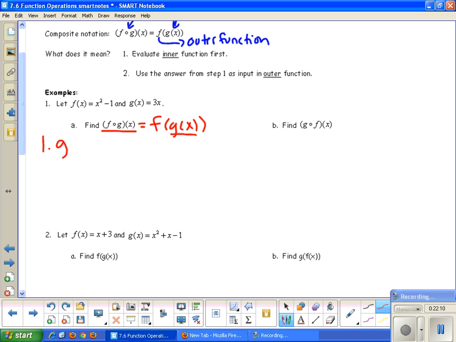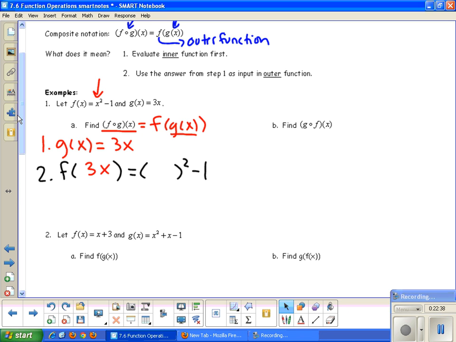So my inner function is g of x, which in this case is 3x. I'm then, for the second part, evaluating f of g of x. So in this case, instead of g of x, we said g of x was equal to 3x. And my f function, notice I have one x here. So in that case, I have something squared minus 1. Well, if it was f of 2, I would do 2 squared minus 1. You agree? So if I had f of 2, it would be 2 squared minus 1.